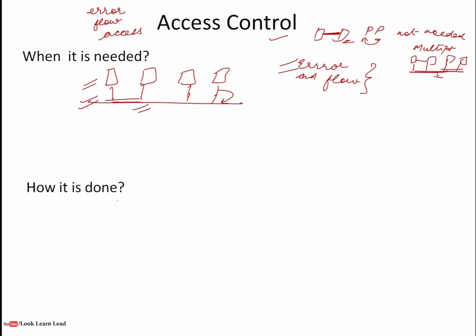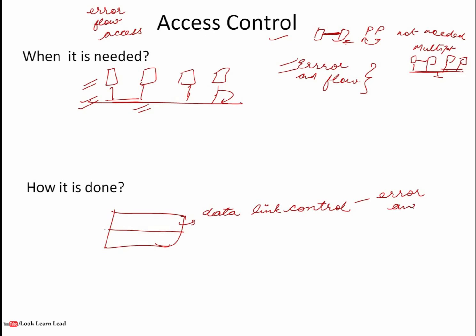For access control, our data link layer is divided into two sublayers. The upper sublayer is called data link control, and this data link control is responsible for error and flow control.